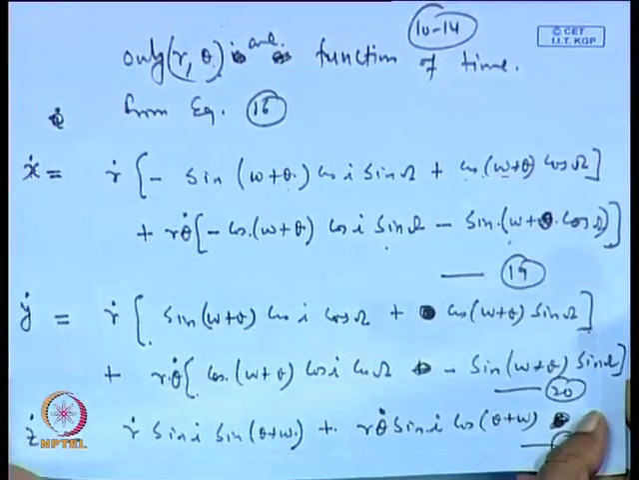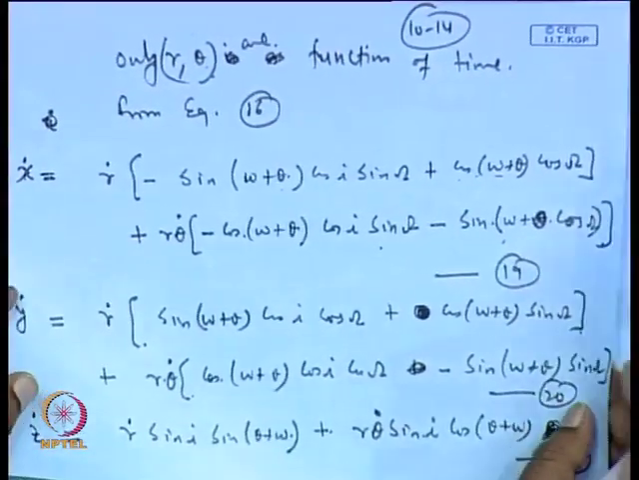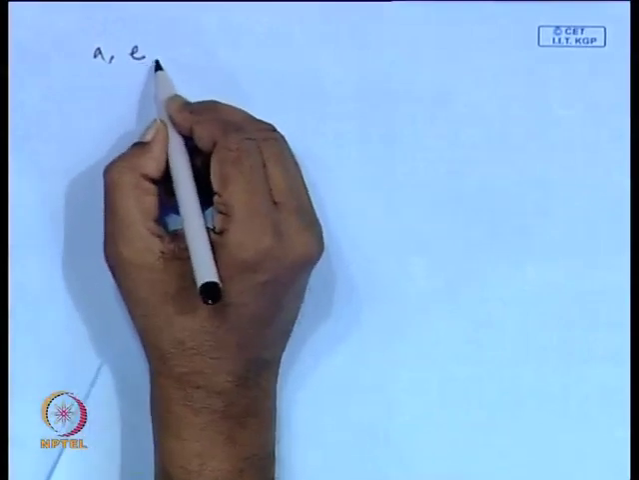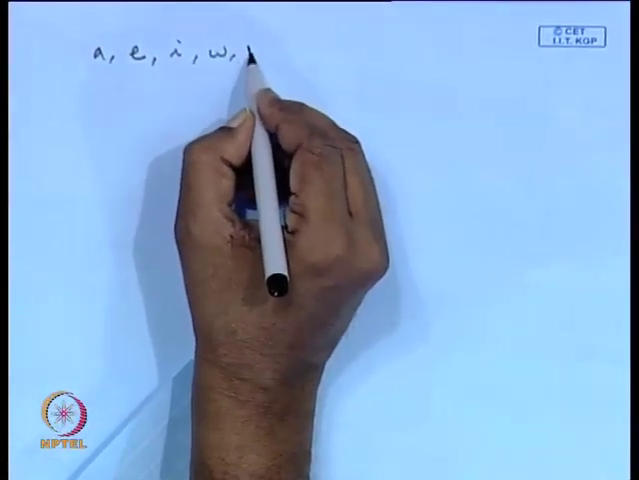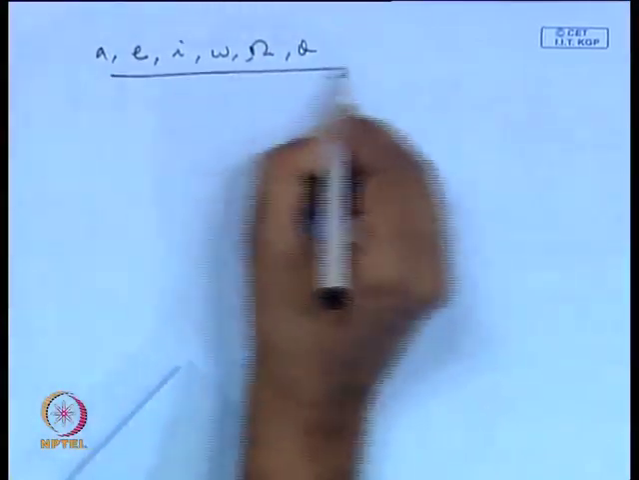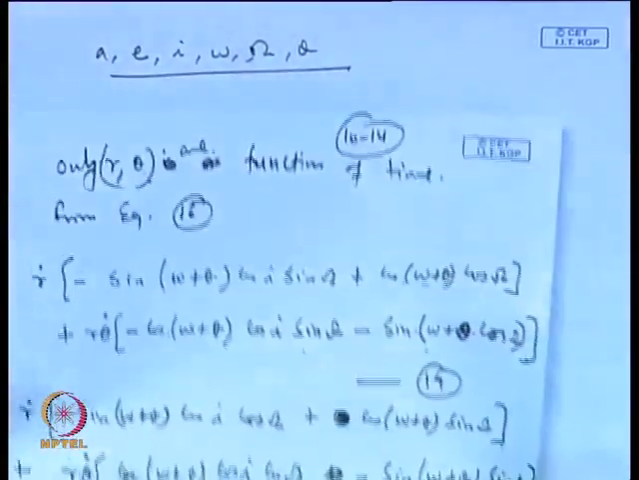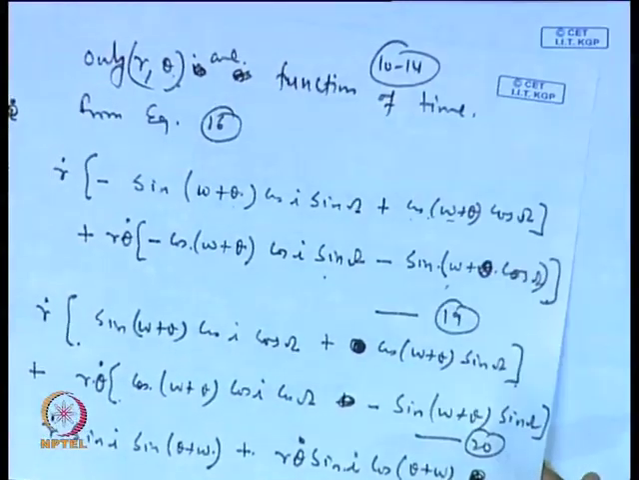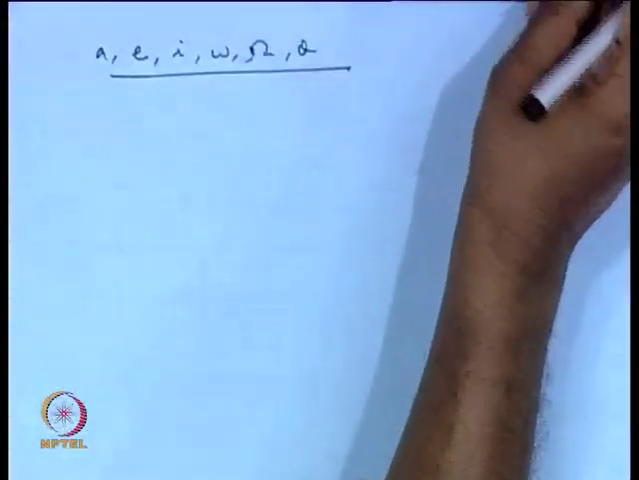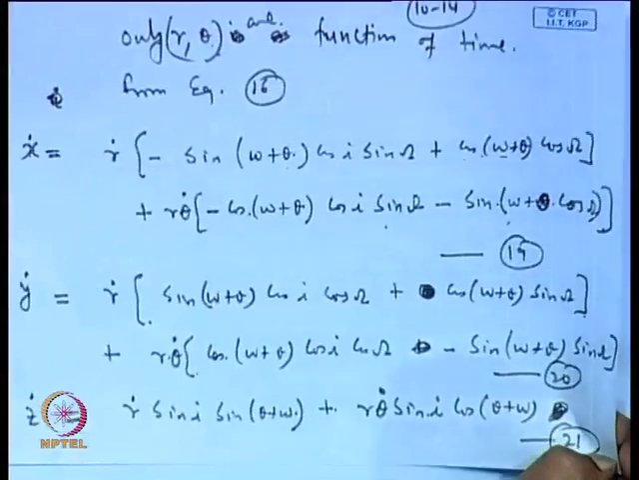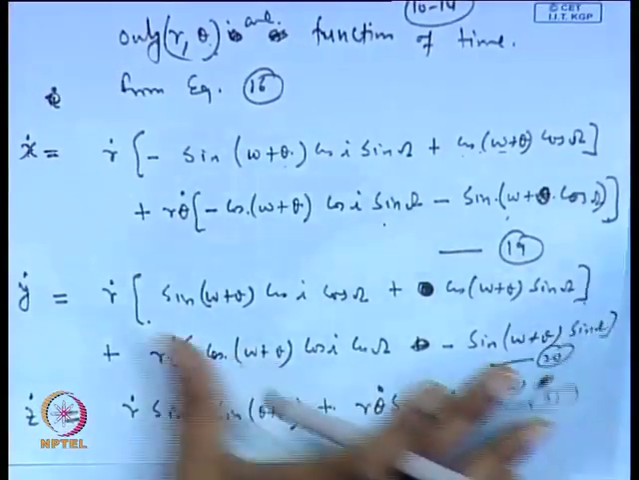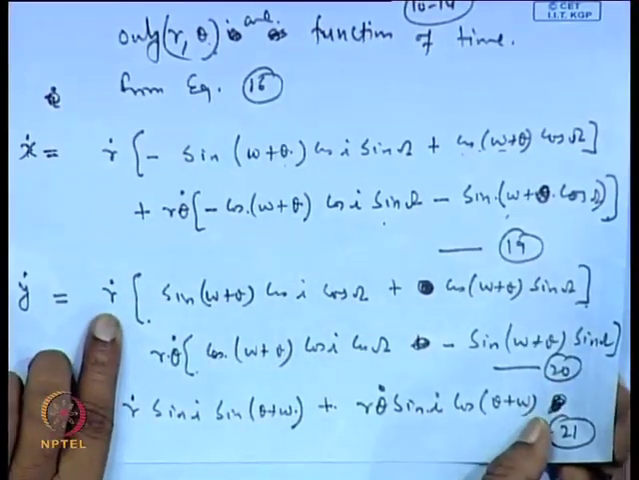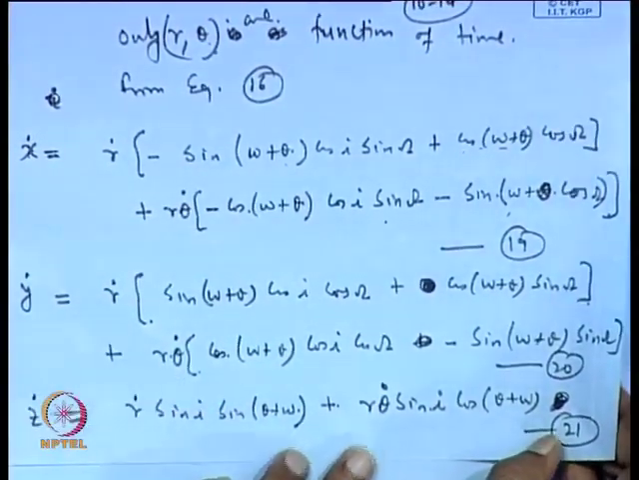Now, we know we started with the A E. We were given A E, I, small omega, capital omega and theta values. From there we are finding this x dot, y dot and z dot. So, we can use a few substitutions, and what we need to replace here is r dot and theta dot.